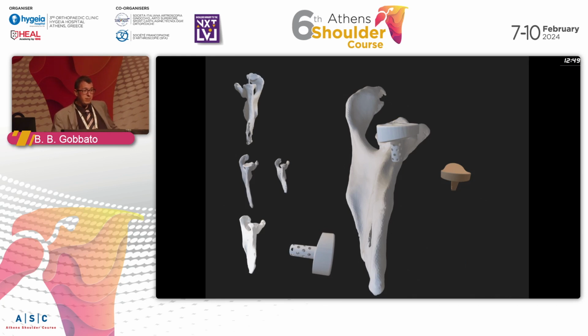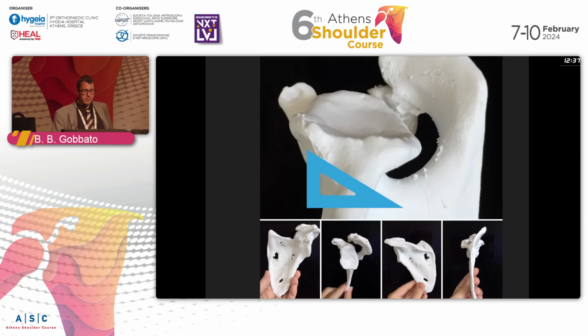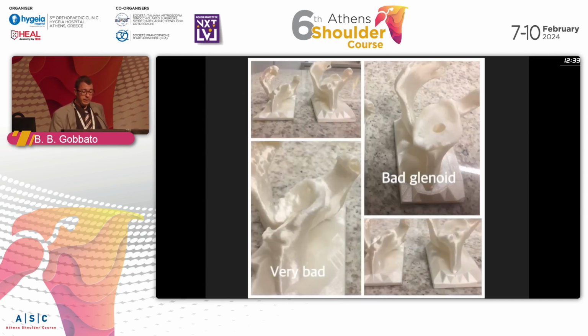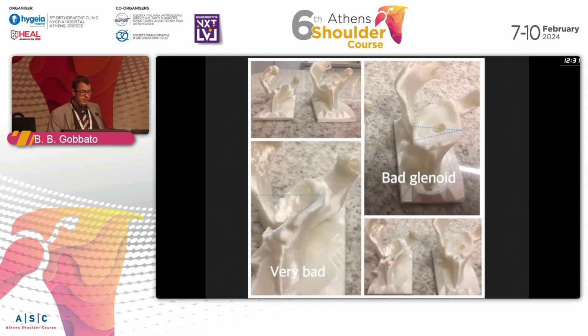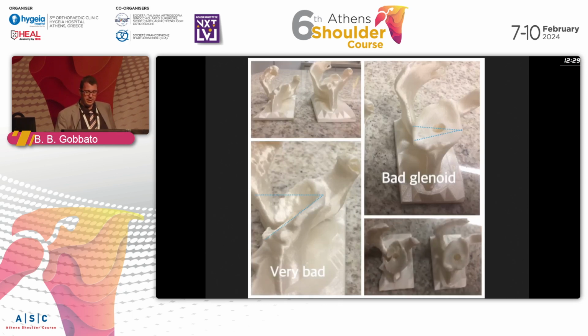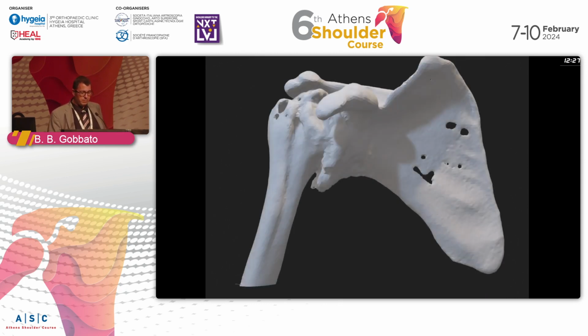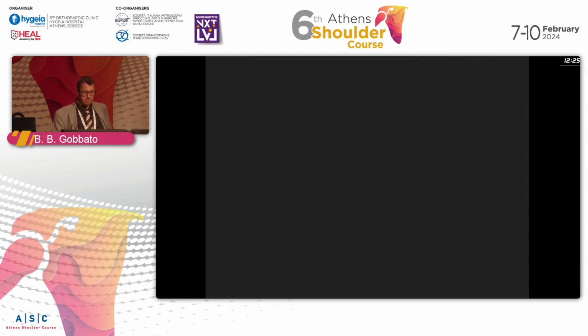But to make all these decisions I just showed you in some seconds, you have to understand the anatomy of our patient. So you have to plan. You have to have an exam and understand how to plan. Because sometimes we have some retroversions, some very great inclinations, and sometimes we have very, very bad glenoids. So this is one example.